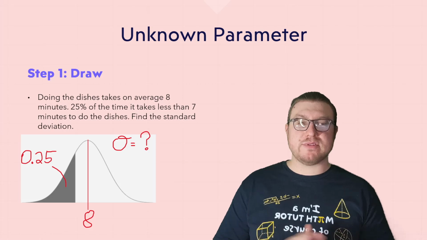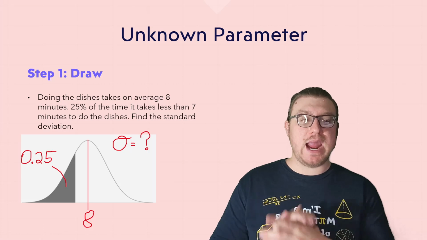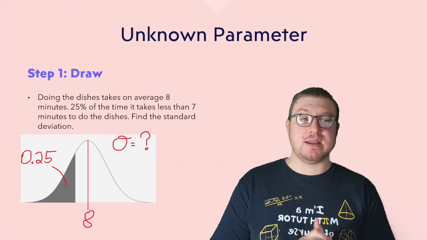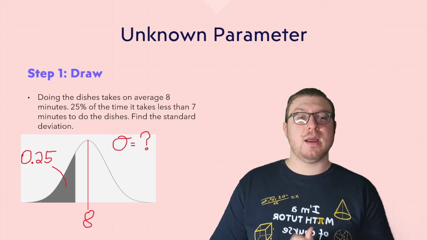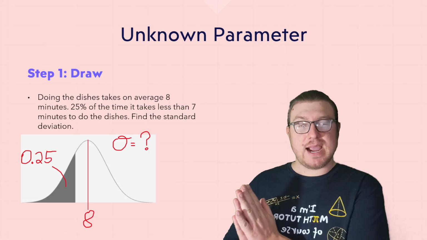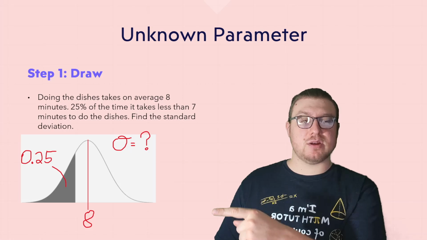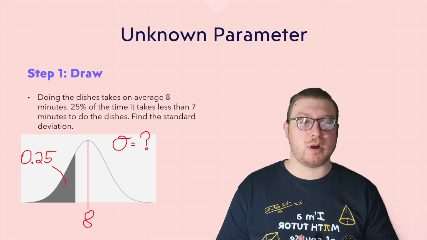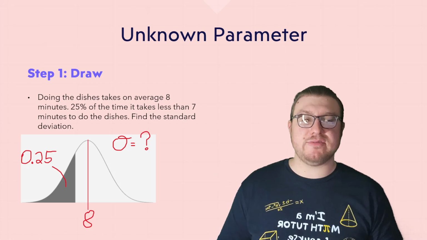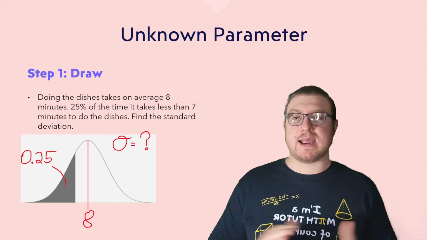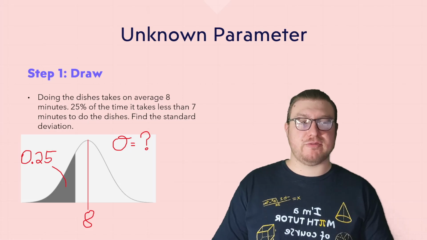We are also given the information that 25% it takes less than 7. Now we have already got that 8 is in the middle, that's the mean. 25% is less than, so it's on the left-hand side of the graph. And we actually have the number 7 sitting right by the 0.25. Now, usually we write our standard deviation in the corner, but of course in this case, we don't have it. Nothing new here, we've done this before.